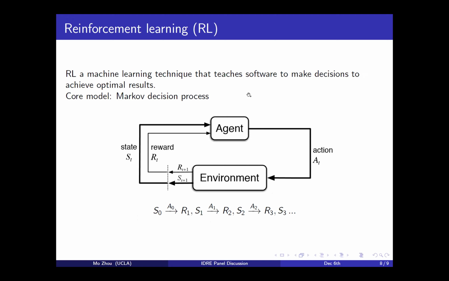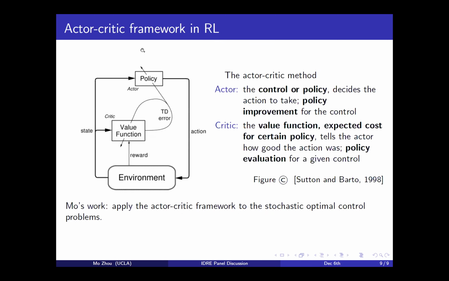The goal of this model is to maximize the discounted cumulative reward, and to design the best action or policy in order to maximize the cumulative reward. Inside this machine learning field, one very common framework to solve this problem is called the actor-critic method. This is what I'm doing, and I can describe my work in one sentence: my work is to apply the actor-critic framework from reinforcement learning to solve stochastic optimal control problems.